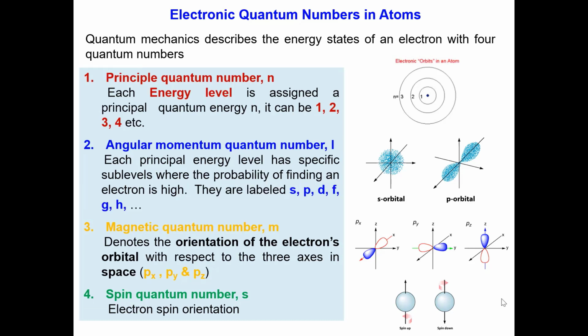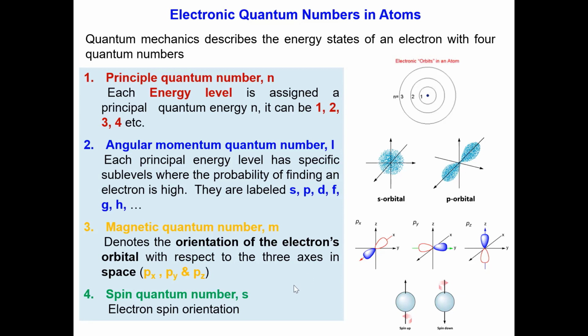The second one is the angular momentum quantum number, that is represented by the letter L. Each principal energy level has specific sublevels or subshells where the probability of finding an electron is high. These are represented by the letters s, p, d, f, g, h, etc. This quantum number is also related to the shape of the orbital. We can see here, if we have an s orbital, then we will have a circle. But if we have a p orbital, we will have a dumbbell-like shape.